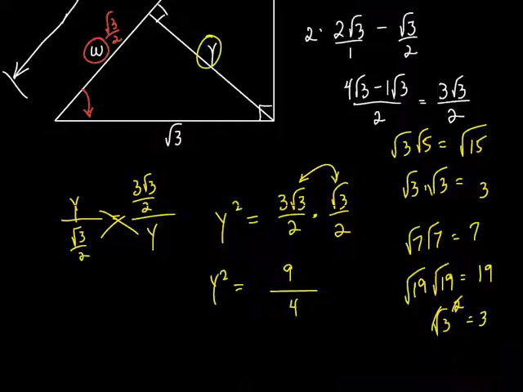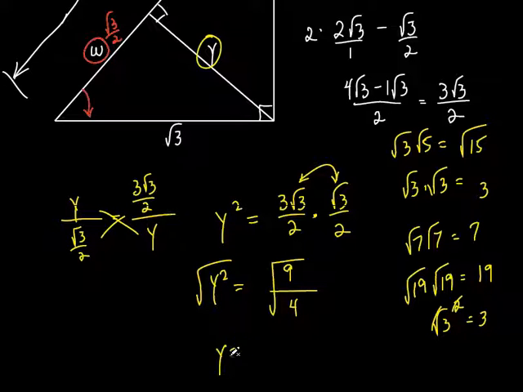Well, you have to solve for y first, though, don't you? So how do you get rid of this square? You take the square root of both sides. And so, what's the square root of 9? And what's the square root of 4? That's y. There's your 3 halves.